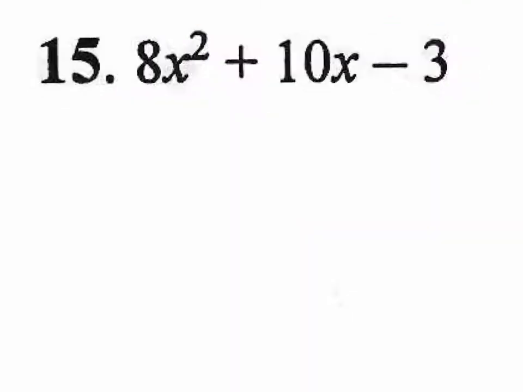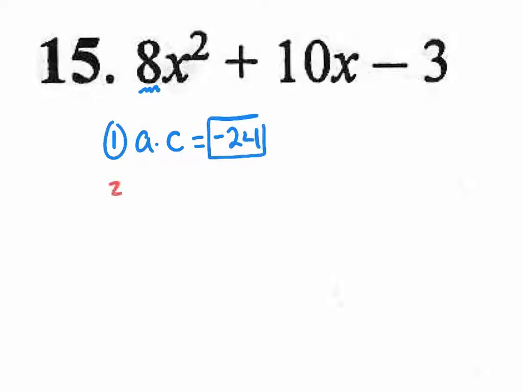Let's move on. Number 15, we do not have perfect square terms here, so we can't do the square root shortcut. But we do have an a value of 8, which means that we have to go through that pretty long process. Step 1, multiplying a times c. We end up with negative 24. Then we need to think of the multiples. Step 2 is think of the multiples of negative 24, like 1 times 24, like negative 2 times 12, like negative 3 times 8, negative 4 times 6.